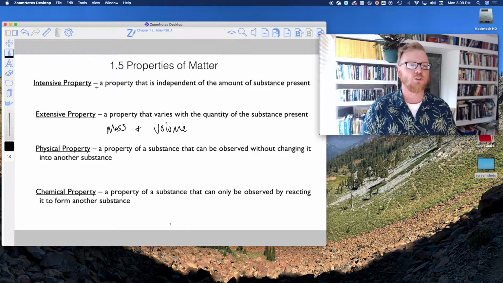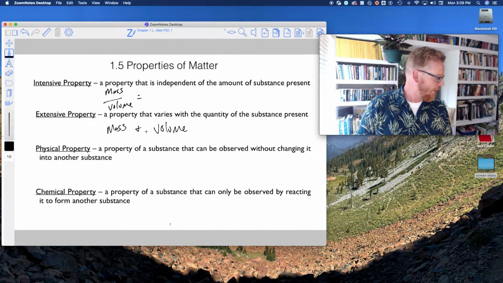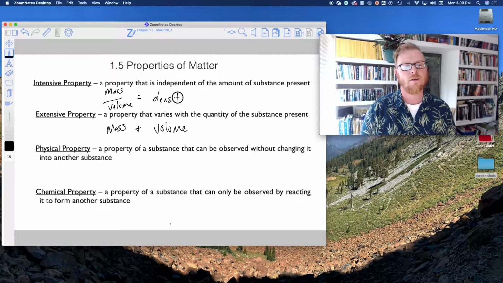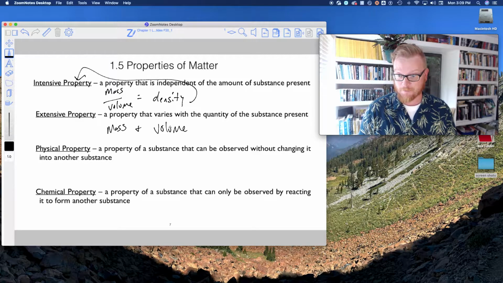So I'm going to show you a cool trick. If I take mass divided by volume, we're going to see this formula on the next slide. I think one of the next slides coming up. Mass divided by volume is called density. And as it turns out, density is an intensive property.